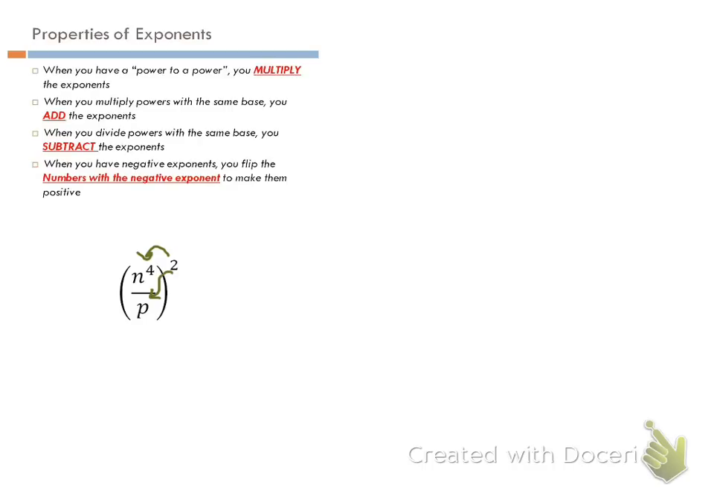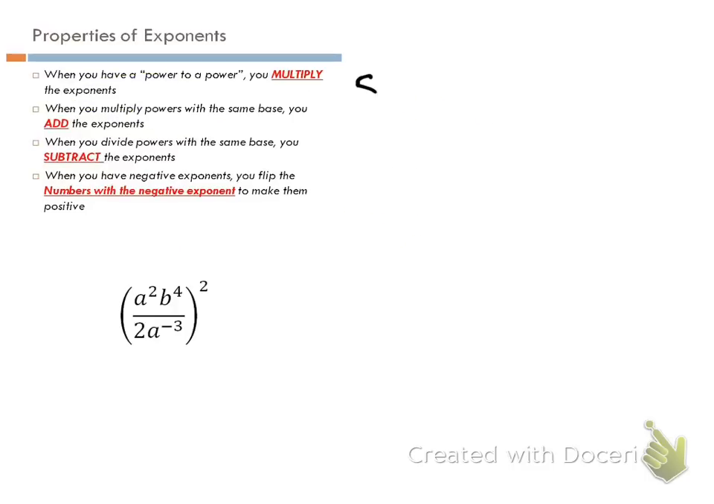Okay, so we have n to the 4th divided by p, all squared. So it's a power to a power, so we multiply. So we have 4 times 2, which is 8, so we have n to the 8th. And then p, think of it to the 1 power, so you'll get p squared. So you'll have n to the 8th over p squared for that one. And we're done. There's no more n's, there's no more p's. You stop there. They're not the same bases.